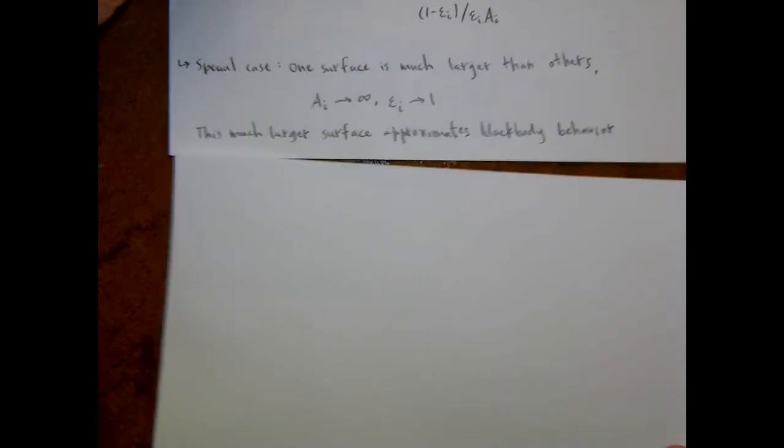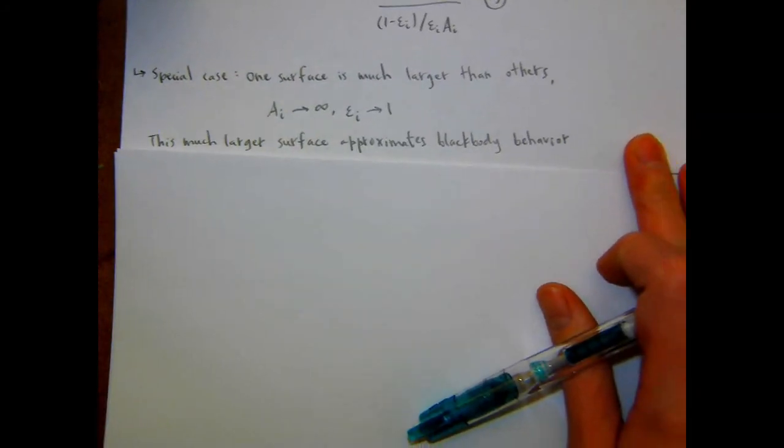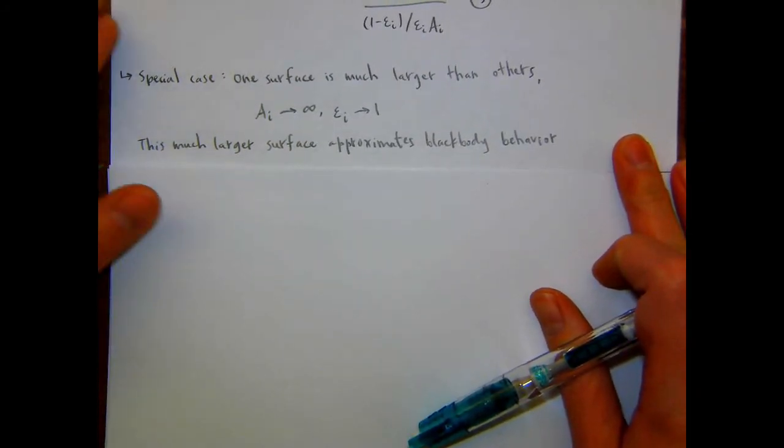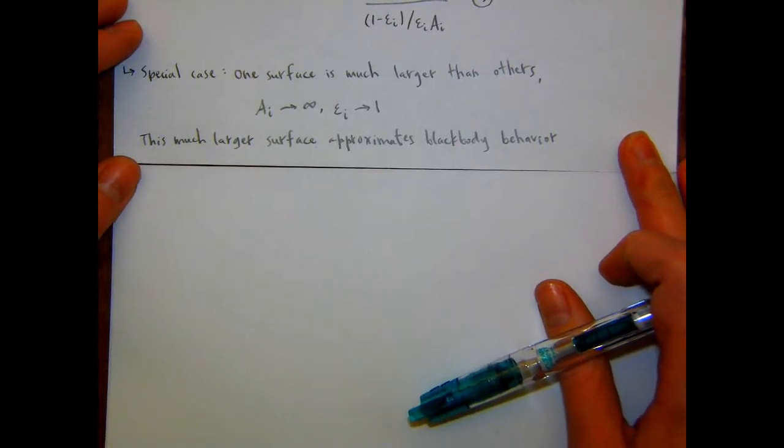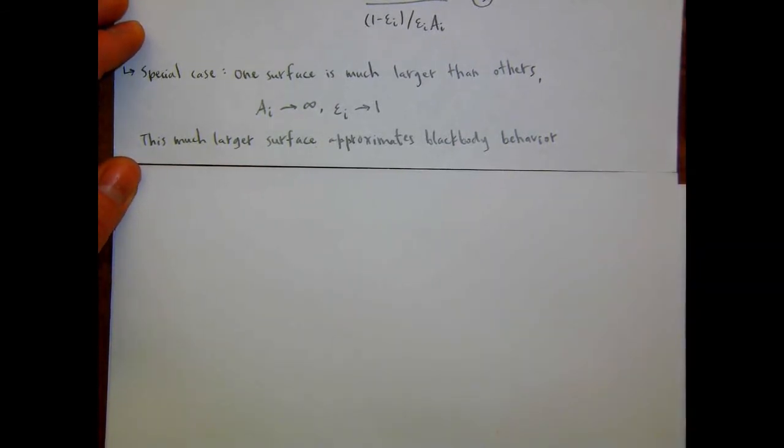Okay, does that kind of make sense, how we started with a more general case of a bunch of different surfaces and then said, for this special case, we can kind of get back to that isothermal enclosure?